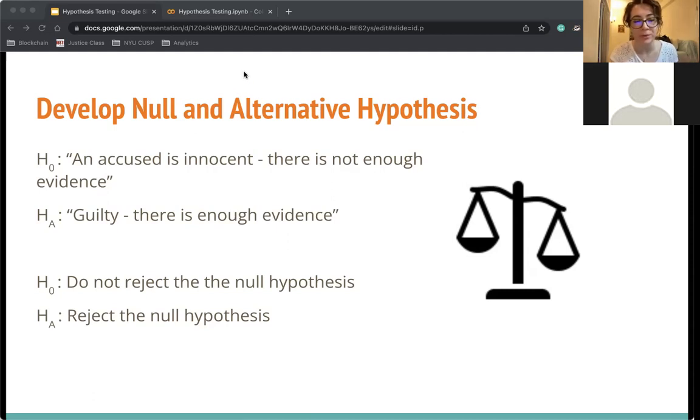So as we walk through some examples, what you see at the bottom is the language that we'll be using, of saying we either do not reject the null hypothesis or we reject the null hypothesis. And essentially that aligns with the two different options of saying either there was no relationship between jelly beans and acne, or there is one and we found evidence to prove it.